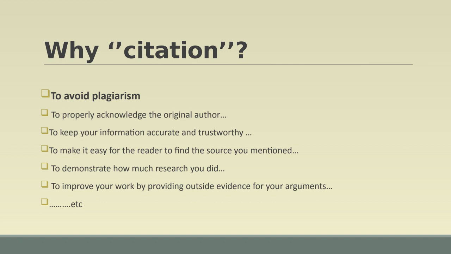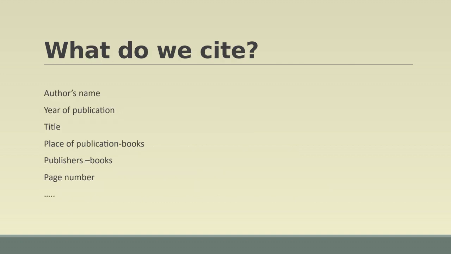So what do we cite? If these are the reasons why we cite, so what do we cite? So we mention in our citation, we mention author's name, year of publication, title, place of publication, for example, if we have books, publishers, again, if we have books, and page number, right?